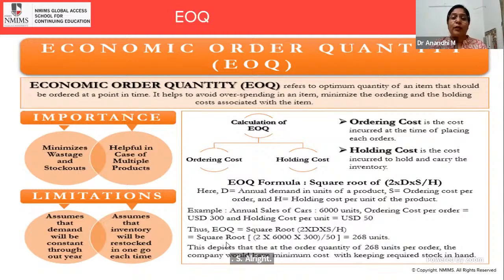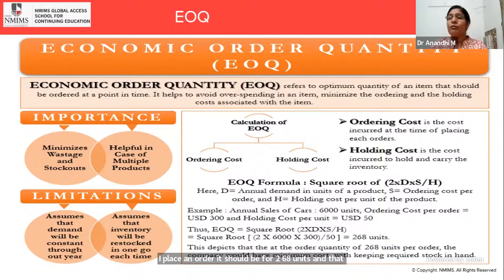So how you have to calculate EOQ is square root of 2 into 6,000, that is the demand. Sales or demand, that is going to be the same, 6,000, multiplied by the ordering cost, what is that, 300, it is the ordering cost per order. It is not per unit here, it is per order. 300 divided by the holding cost, again 50. So 268 units. So for the annual sales of 6,000 cars, my economic order quantity is 268 units. So every time I place an order, it should be for 268 units, and that is the ideal number of order.